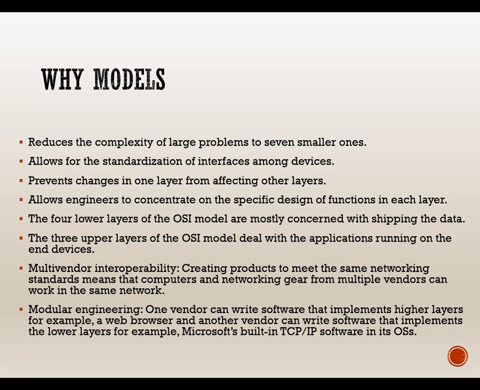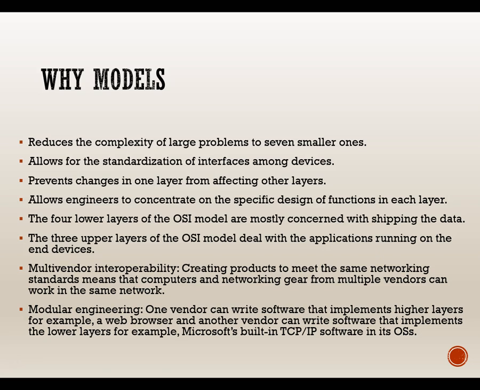The lower 4 layers of the OSI model, and I'm going to have an image here in a second, are concerned with shipping the data, getting the information from point A to point B, and that's what we're concerned with in our routing and switching management. The upper layers deal with applications running on end devices. We're predominantly talking about computers here, the end devices, so that we can connect one station to another station. And when we go to a website, we're obviously connecting to a computer running an application, a web server application, at the other end.